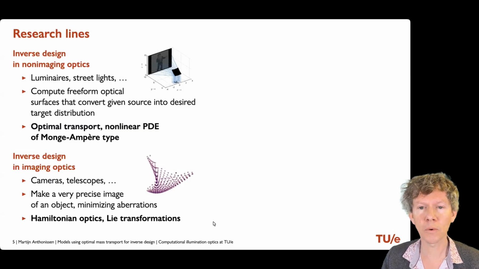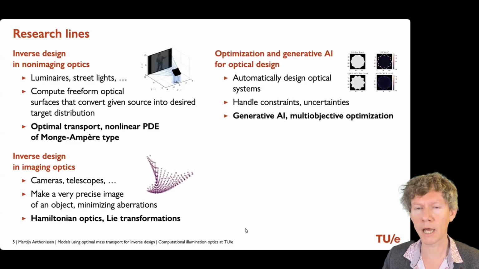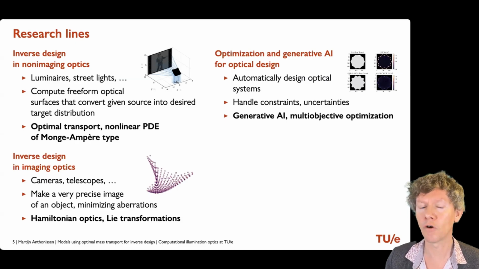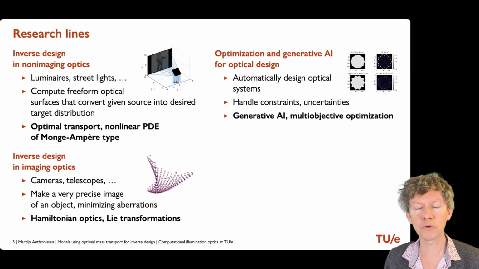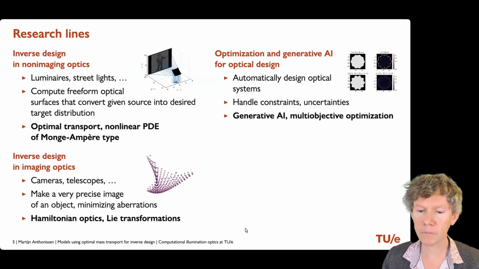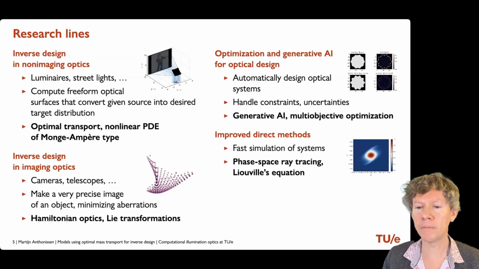We recently got granted a research proposal on AI for optics, so artificial intelligence methods for optical design. And here we want to use AI methods to design new optical systems, both in imaging and non-imaging, which are flexible to handle different constraints, uncertainties, and even generative AI to look for very problem-specific optimizers.